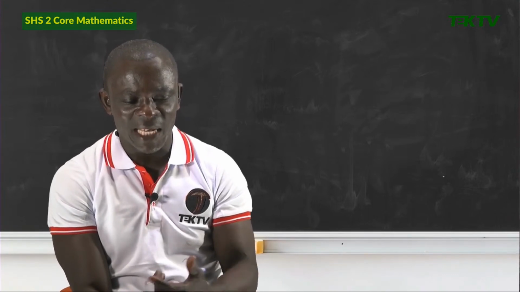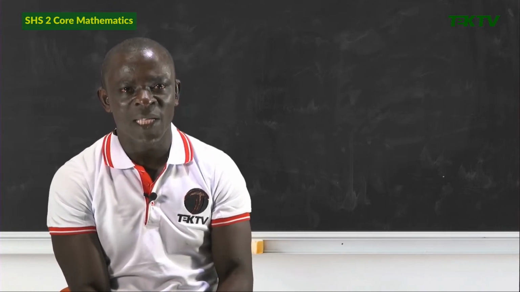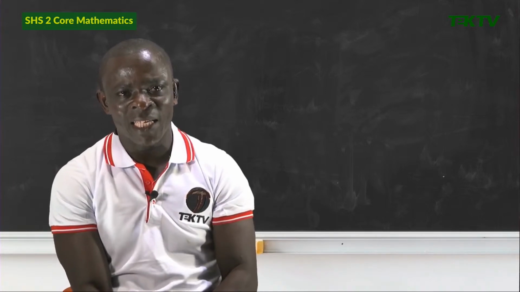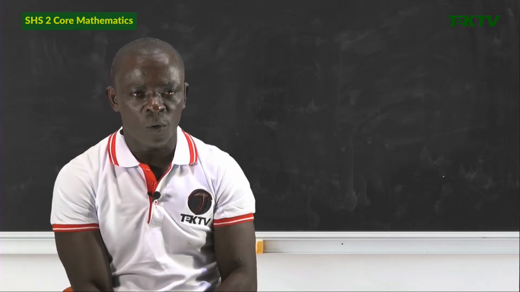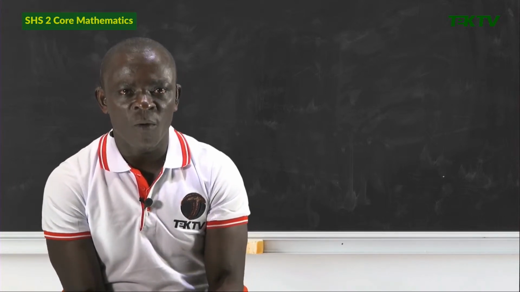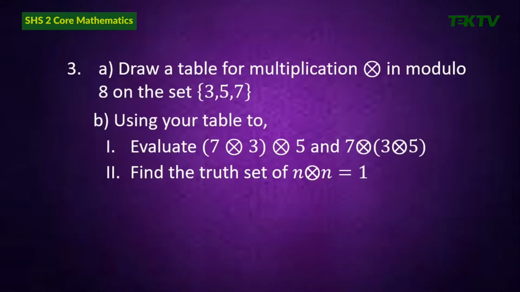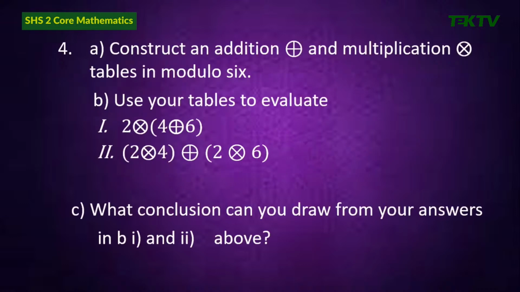So let's look at the exercise for this particular work that we've done. We look at exercise 3. Draw a table for multiplication in modulo 8 on the set 3, 5, 7. Only 3, 5, 7. You present it all. We will look at it next week when we meet, and then we compare to your answer.